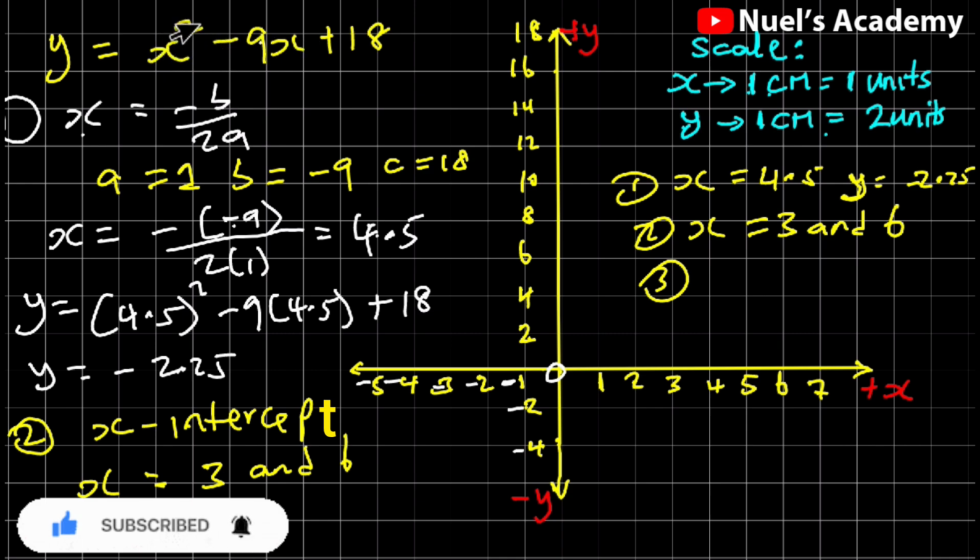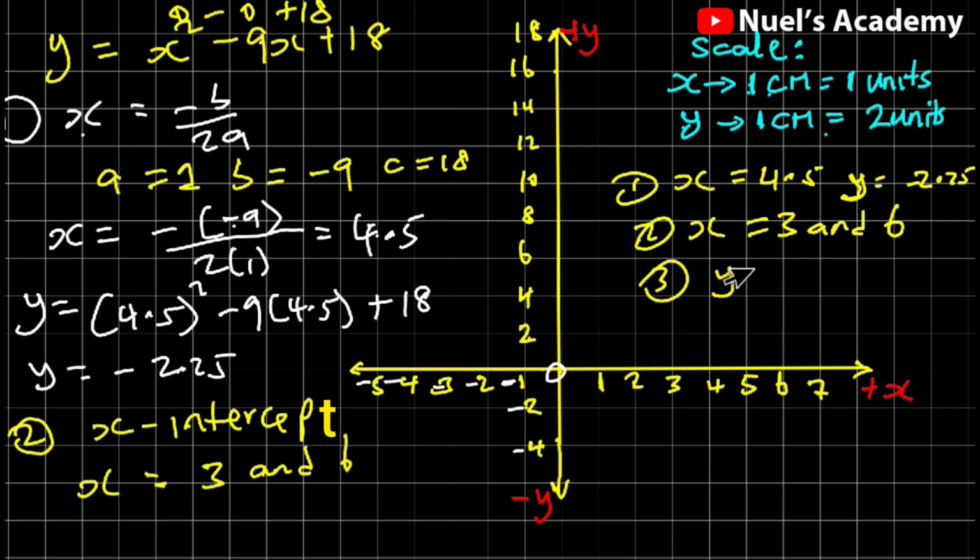So if we plug in 0 here, we see that 0 squared is 0, minus 9 times 0 is 0, then plus 18. So if you evaluate this, you see that 0 minus 0 plus 18 is equal to 18. So the y-intercept here is equal to 18. So y is equal to 18.